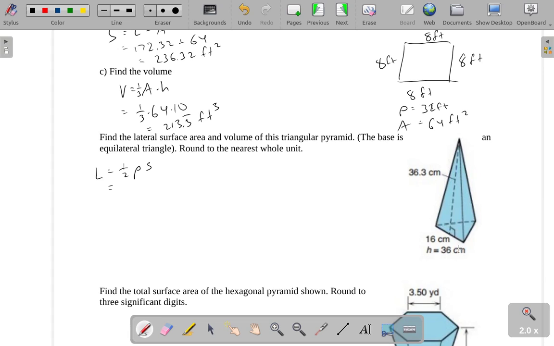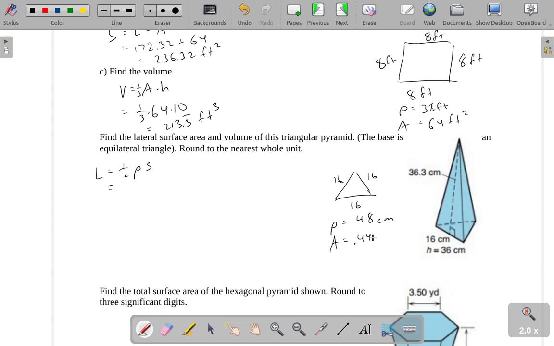So the perimeter of the base, let's talk about the base here. This is an equilateral triangle, it says, so that means this distance is 16, that's 16, and this is 16. The perimeter here would then be 16 plus 16 plus 16, which is 48. This is in centimeters. And the area of the base, I'm just going to go ahead and figure that out now, because I'm probably going to need it.